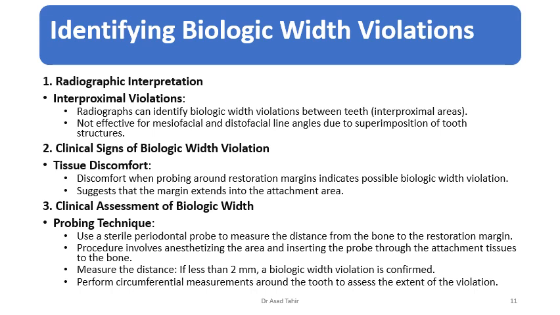Clinical assessment of biologic width. Probing technique: use a sterile periodontal probe to measure the distance from the bone to the restoration margin. The procedure involves anesthetizing the area and inserting the probe through the attachment tissues to the bone. Measure the distance. If less than 2 mm, a biologic width violation is confirmed. Perform circumferential measurements around the tooth to assess the extent of the violation.